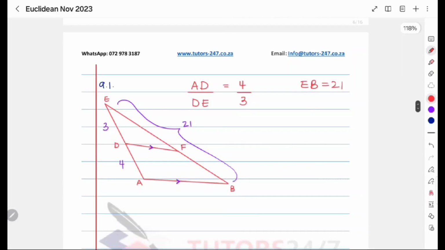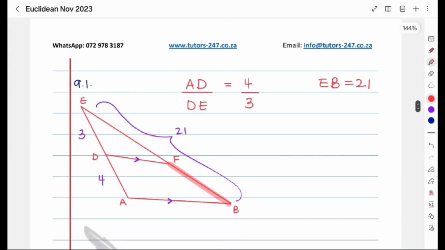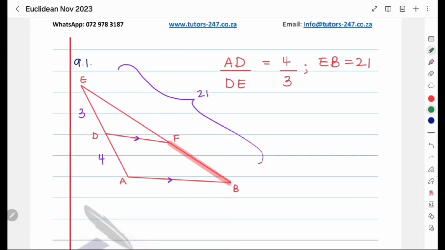So the reason I'm going to take bottom to middle is because we are looking for FB. And then I'm going to take bottom to top because we have the full length from the bottom to the top. So we are going to state bottom to middle and then bottom to top.